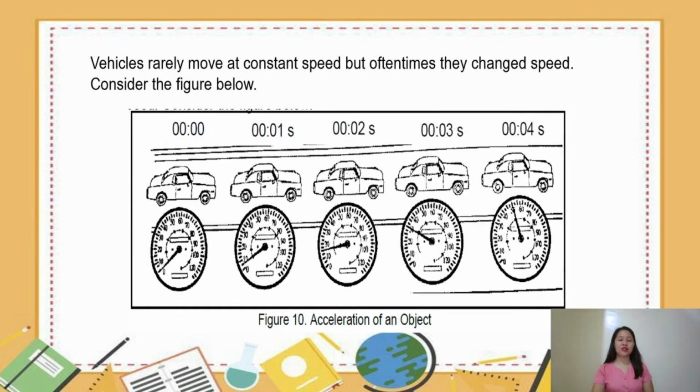Vehicles rarely move at constant speed, but oftentimes they change speed. Consider the figure below. This figure shows the acceleration of an object. The figure shows the speedometer's reading of a car at 1 second intervals within 4 seconds. At time 0, the car is at rest. The car started to move at 1 second with a speed of 5 km per hour until at 4 seconds, the car speed is 50 km per hour.